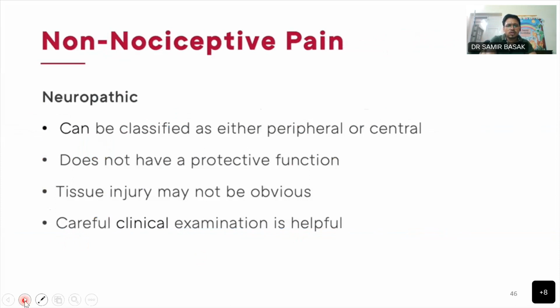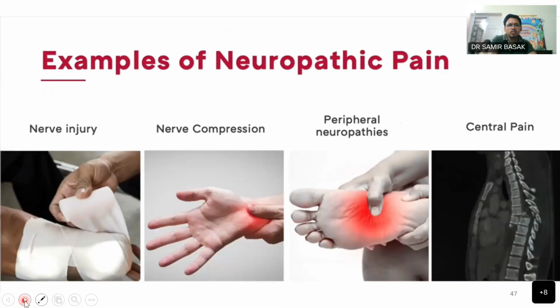Whereas non-nociceptive pain has no protective function. Tissue injury is not there, and it is classified as either peripheral or central non-nociceptive pain. The neuropathic component or nociplastic component is there. How will we assess? If there is obvious nerve injury, this is the neuropathic component.